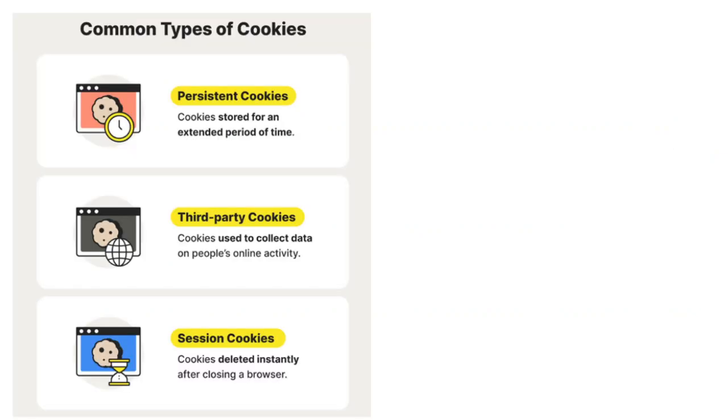There are normally three types of cookies. What are the different types of cookies? Persistent cookies, session cookies and third-party cookies. Persistent cookies are stored for an extended period of time. Third-party cookies are mainly used to collect data on people's online activity. Session cookies are deleted instantly after closing the browser. We will see in detail what exactly these three types of cookies are.